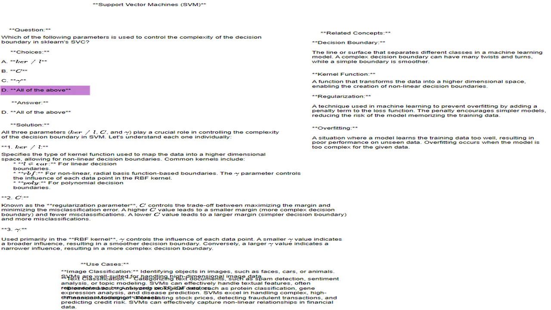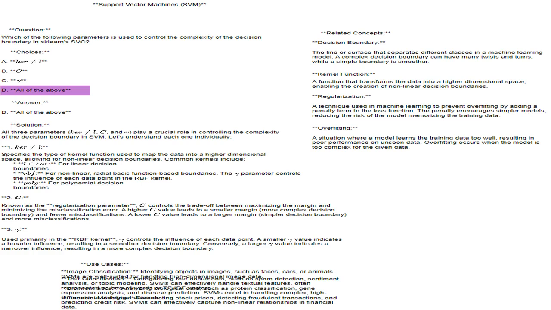A kernel function transforms the data into a higher dimensional space, enabling the creation of nonlinear decision boundaries. Linear kernels only work for linearly separable data, while nonlinear kernels, like RBF and polynomial kernels, allow for more flexible decision boundaries that can handle complex data patterns.